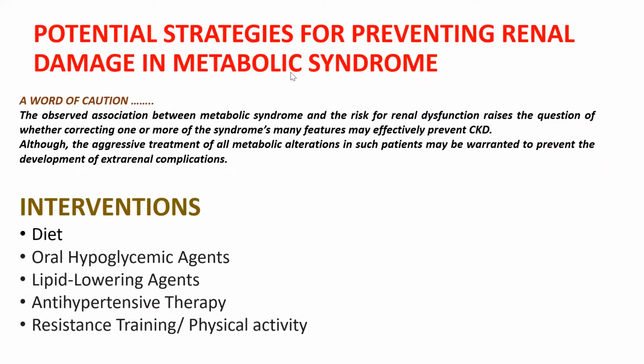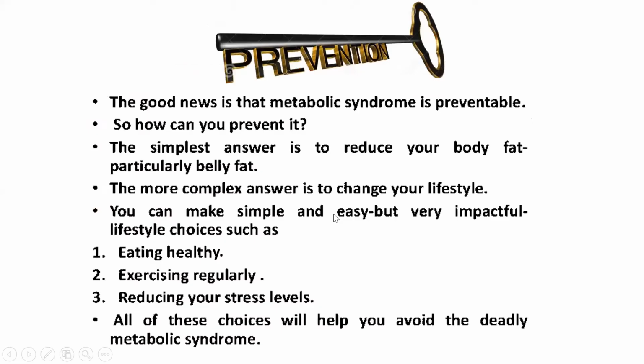So potential strategies for preventing renal damage in metabolic syndrome are diet, oral hypoglycemic agents, lipid lowering agents, anti-hypertensive therapy, and resistance training or physical activity. Prevention. Why have I used prevention as the key? Because the good news is that metabolic syndrome is preventable, not curable, but preventable.